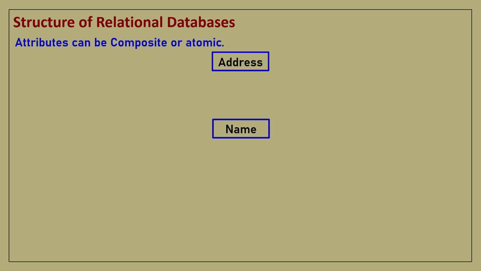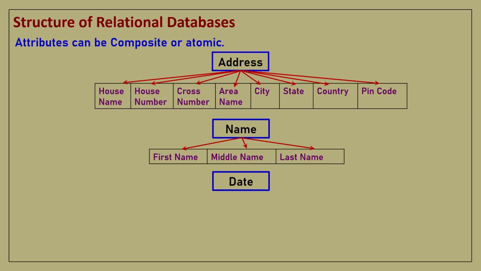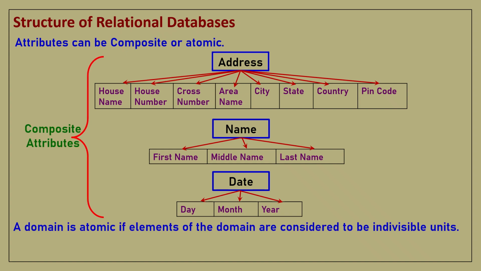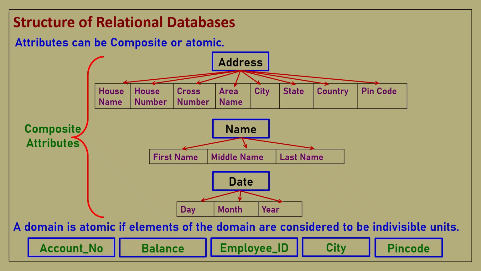Attributes such as address, name, etc. can be subdivided further as below. Address has multiple subparts: house name, house number, cross number, area name, city, state, country, pin code, etc. Name can have subparts: first name, middle name, last name. Even date can be subdivided as day, month, year. All these are composite attributes. A domain is atomic if elements of the domain are considered to be indivisible units. For example, account number, balance, employee ID, city, pin code, etc.